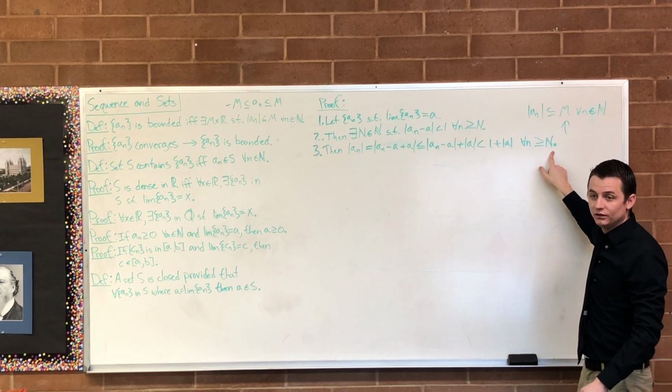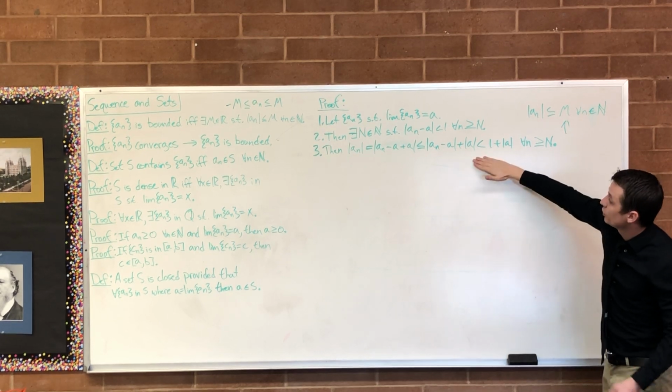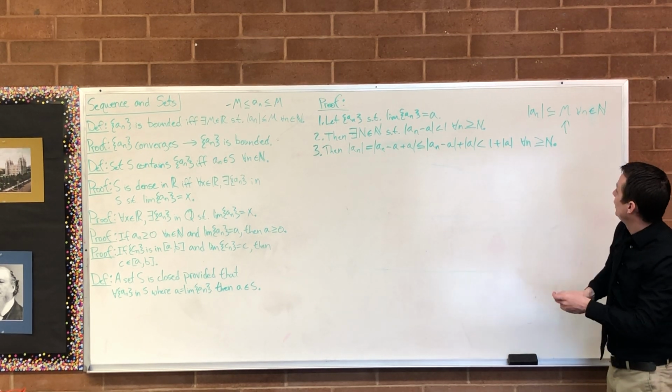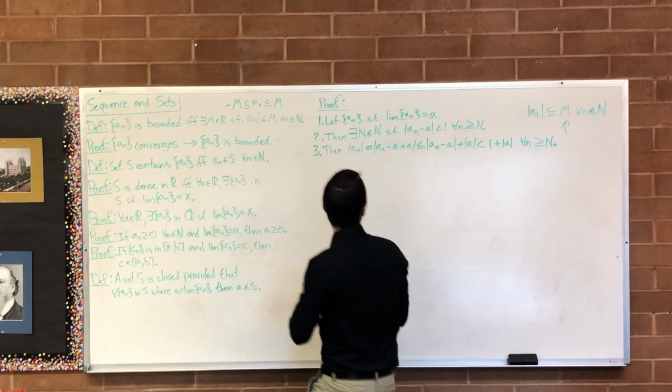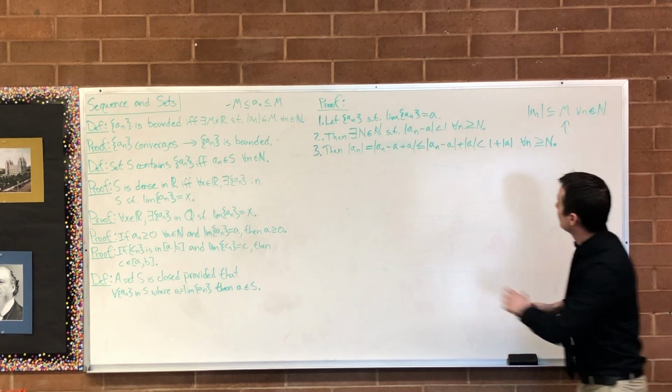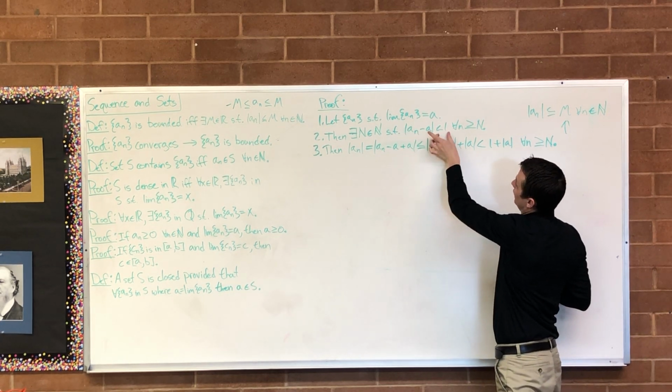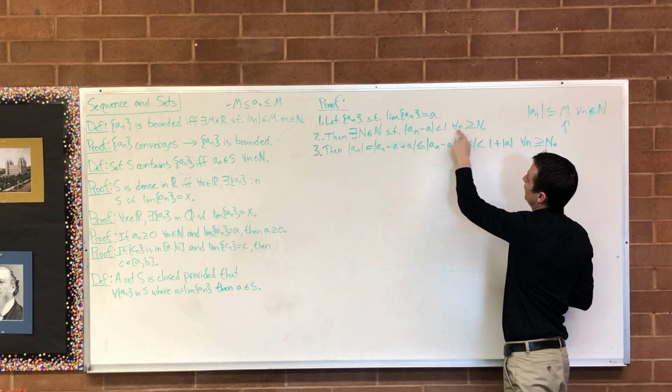Am I losing you? No? Okay. So we've shown it's bounded from some index onwards. Now we just need to handle the first n terms in the sequence. How did you get 1? Oh! The absolute value of a_n minus a is less than 1 from this index onwards.